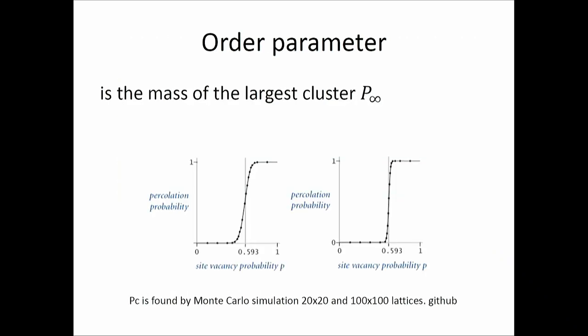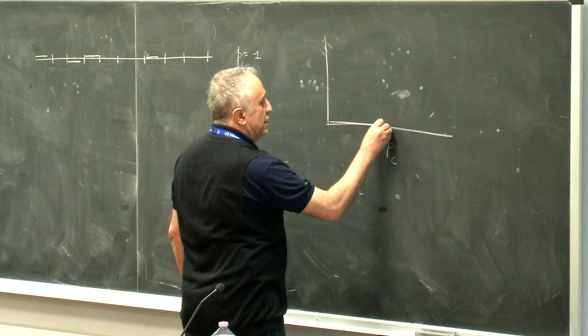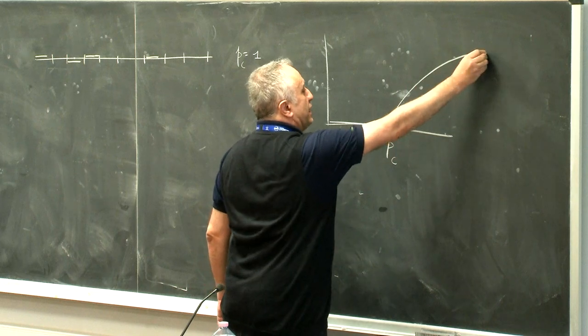However, this is not quite satisfactory because I want to claim that I have a continuous phase transition. So I want an order parameter. This cannot be the order parameter. I want an order parameter which slowly changes. So I would like to have an order parameter P_C which doesn't jump but changes like that.